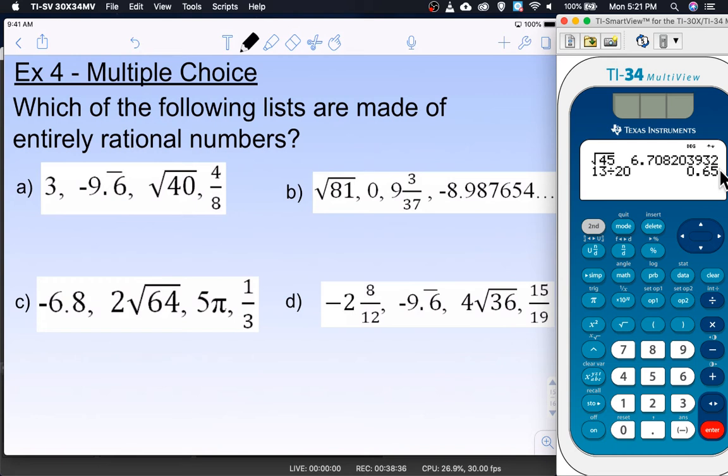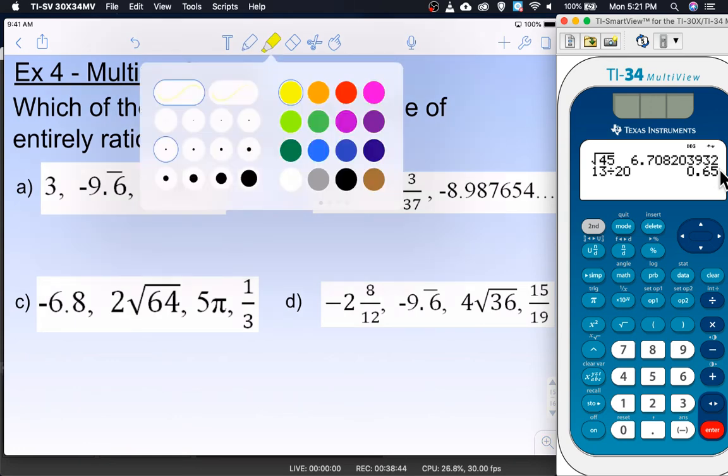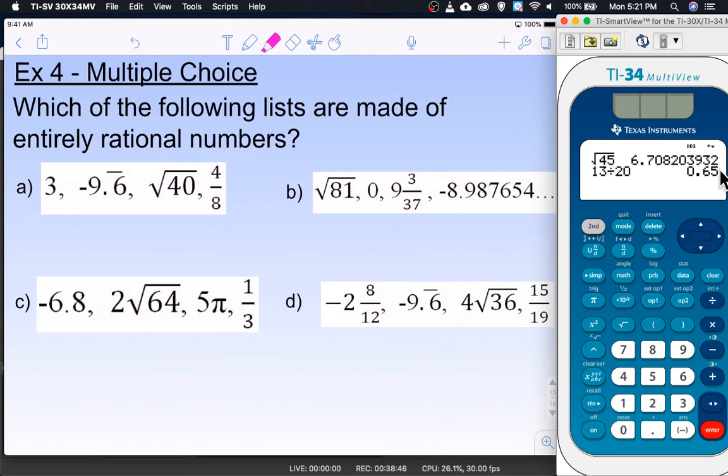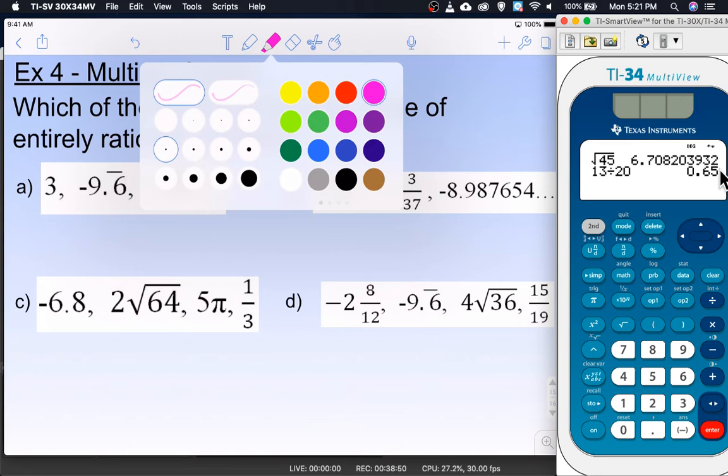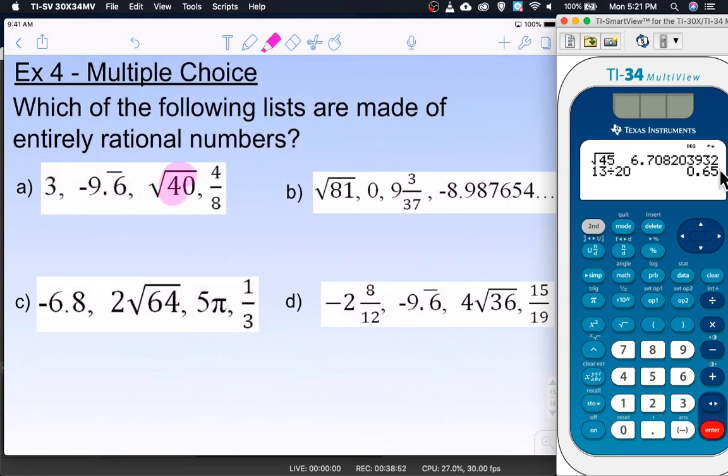So actually what I'm doing when I'm doing this in my brain is looking for which ones are irrational. So I'm going to take my highlighter out. I'm not going to use yellow. Let's use pink here. So square root of 40 stands out in my head. I am not positive if that is a rational number or not. If I square root 40, I find out that it is irrational.